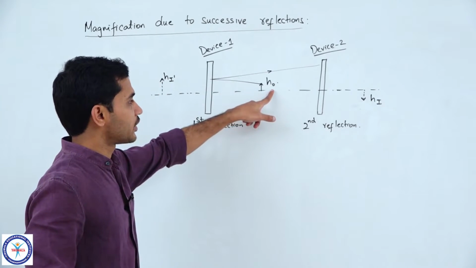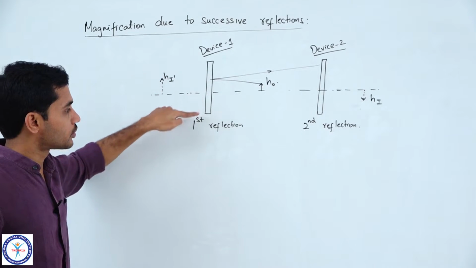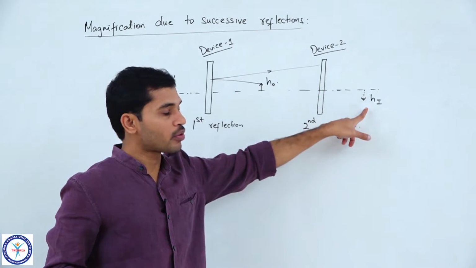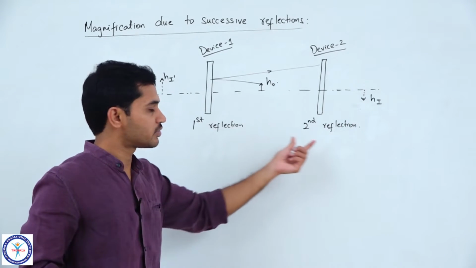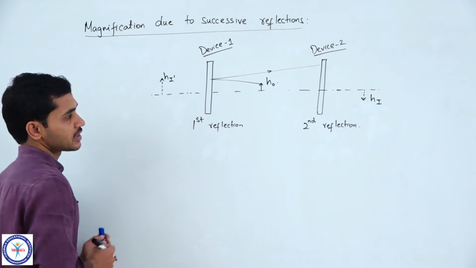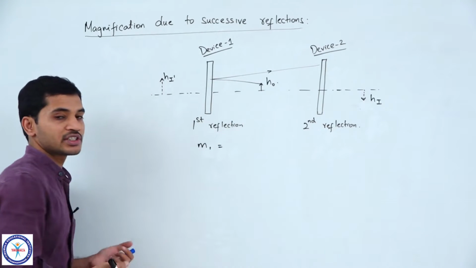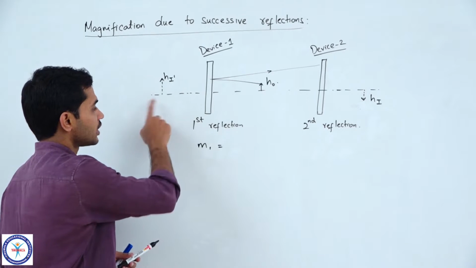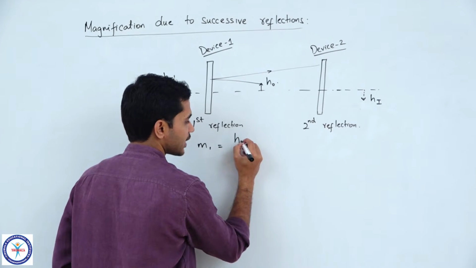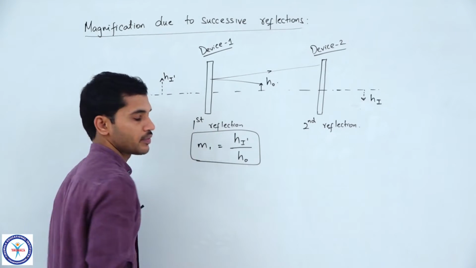So, HO is the height of the object, and hi dash is the height of the intermediate image formed due to the first reflection. This acts as the object for the second device, and the image formed by that will be the final image, for the case we have taken: first reflection here and second reflection here. Let us first see the expression for magnification due to the first device. What is the magnification produced by the first device? The intermediate image has a height of hi dash. According to the definition, hi dash divided by HO will be the magnification produced by the first device.